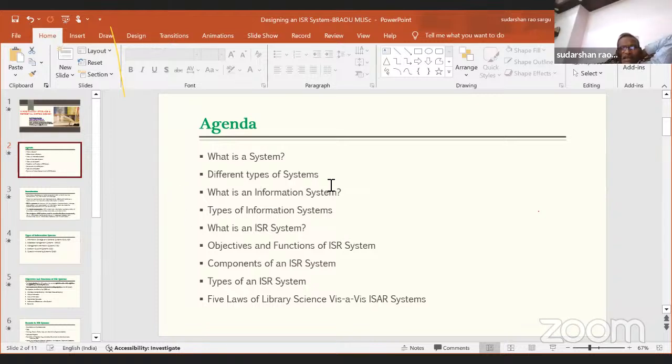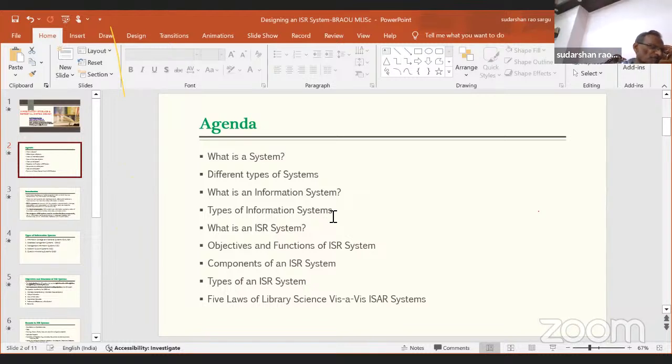So there are different types of systems. The information storage and retrieval system is one. The database management system is another. The MIS system is another. The question answer system is another. The decision support system is another. Then what is the information system? It gives you information. You are storing information, and it will give you information back. We'll go into details on that.